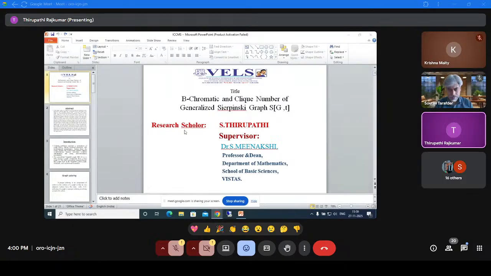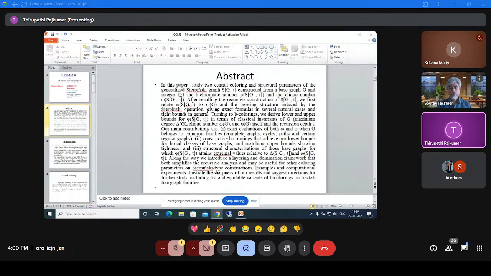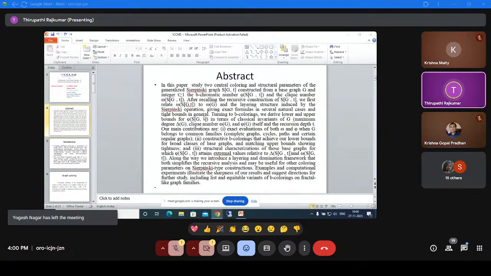I am Tirupati, research scholar under the guidance of Dr. S. Meenakshi, Professor and Dean, Department of Mathematics, ISTAS, Chennai. My research title is Bichromatic and clique number of generalized Sierpinski graph S(G,t). Abstract. In this paper, we study the coloring theorem and structural parameters of the generalized Sierpinski graph S(G,t) constructed from a base graph G and integer t greater than or equal to 1: the b-chromatic number φ_b of S(G,t) and the clique number ω of S(G,t).